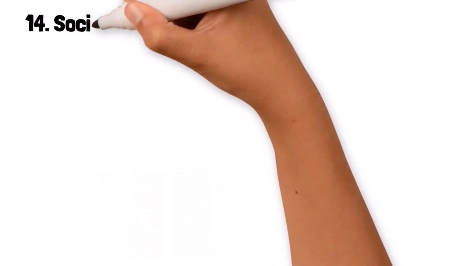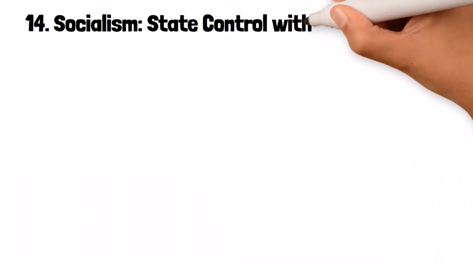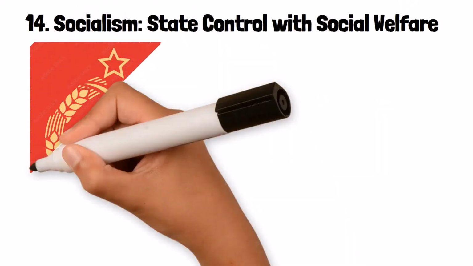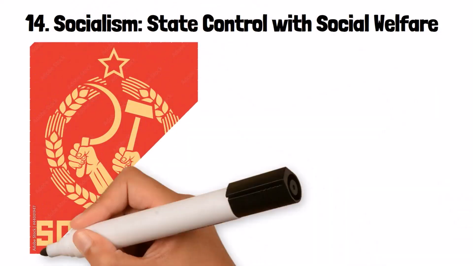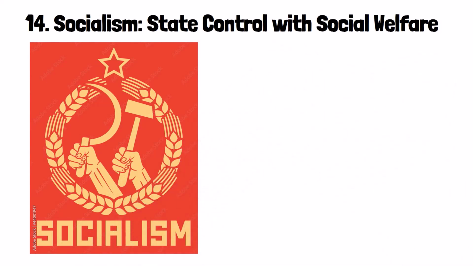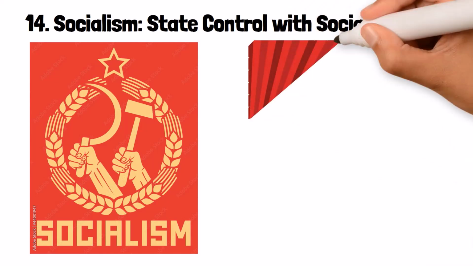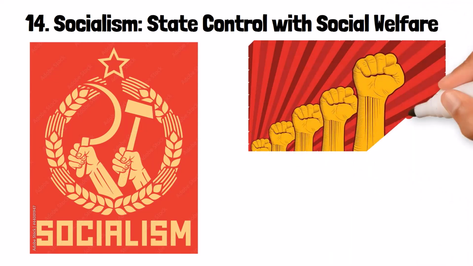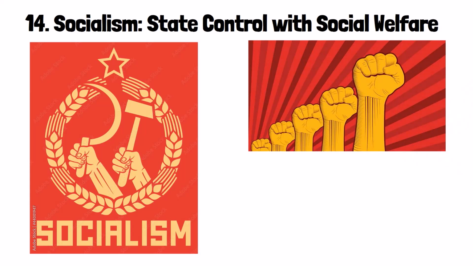14. Socialism. State control with social welfare. Socialism is a political and economic system where the means of production are owned and controlled by the state or public entities with the aim of reducing economic inequality and providing for the welfare of all citizens. Socialism seeks to balance individual rights with the collective good, often through state intervention in the economy and the provision of social services like healthcare, education, and housing.